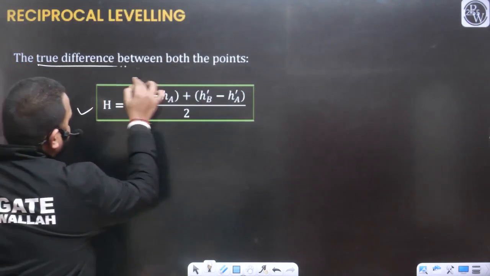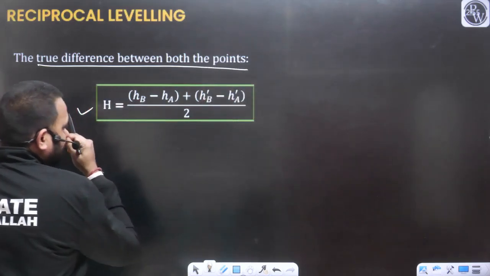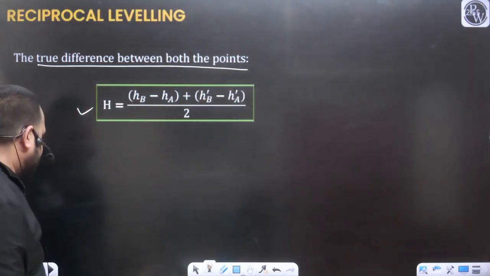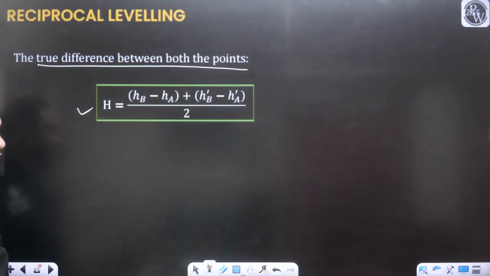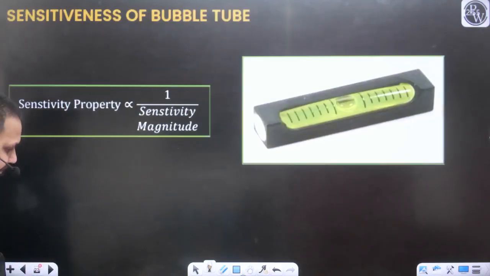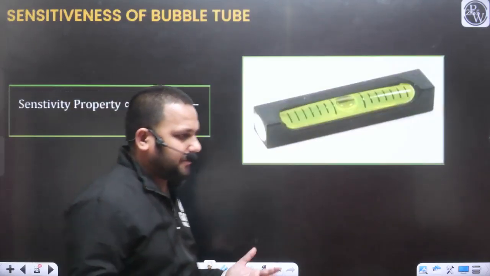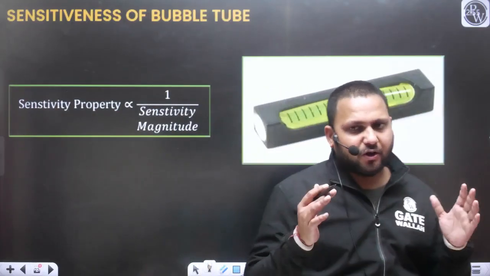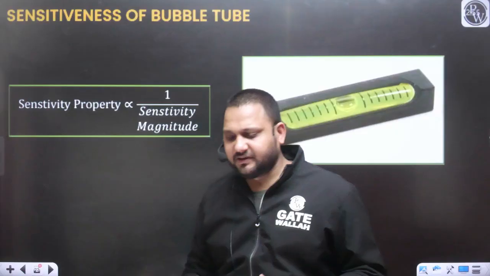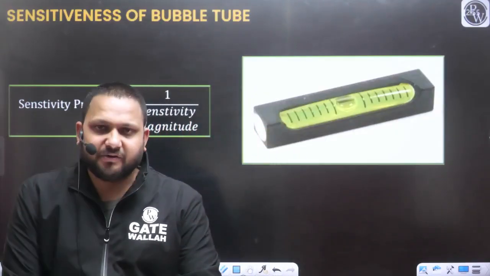The true difference between the two points will be calculated based on these 4 staff readings. Based on these 4 staff readings, we can calculate the elevation difference. And if we know the RL of any one point, with the help of the RL of that point and the elevation difference between the points, we can find out the RL of the other point.